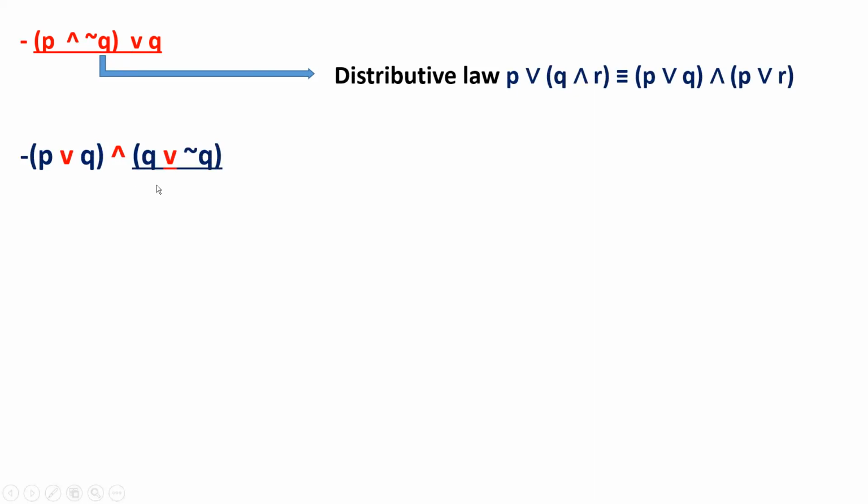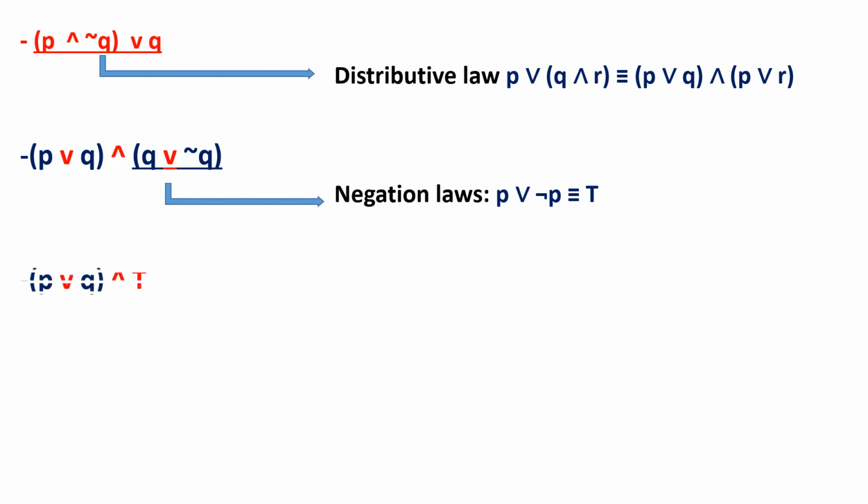Now again by looking at this line, just check which law is applicable. Now here one thing is there, Q or negation Q. We have one law, negation law. If you remember, P or negation P is always equivalent to true. If P or negation P is equivalent to true, then definitely Q or negation Q is equivalent to true. Yes. So by applying negation law, we'll get P or Q and true. Hope all of it is clear.